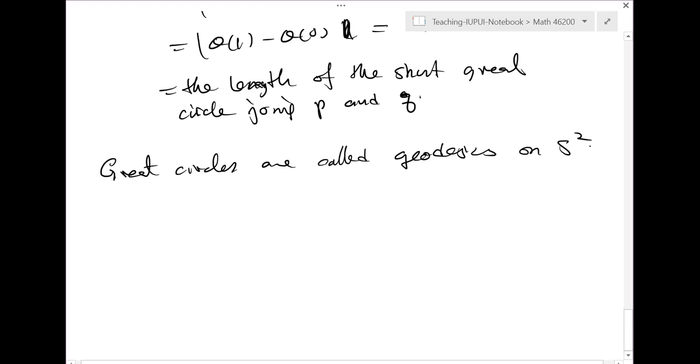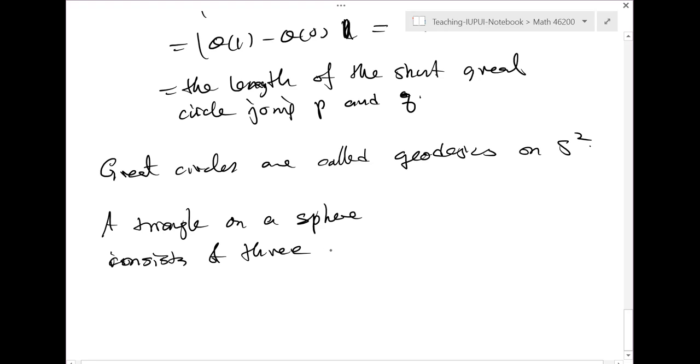Now we will only consider triangles, okay? Let's focus on triangles. A triangle on the sphere consists of three sides, which are arcs of great circles.